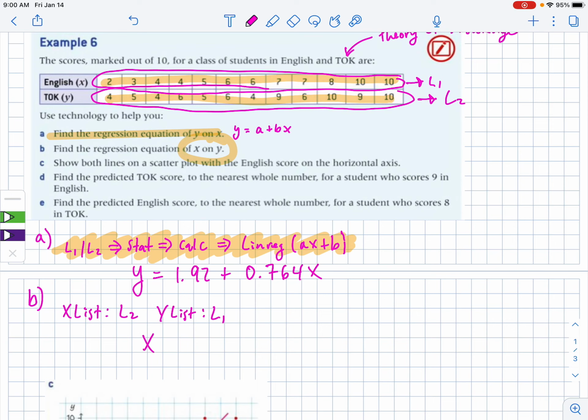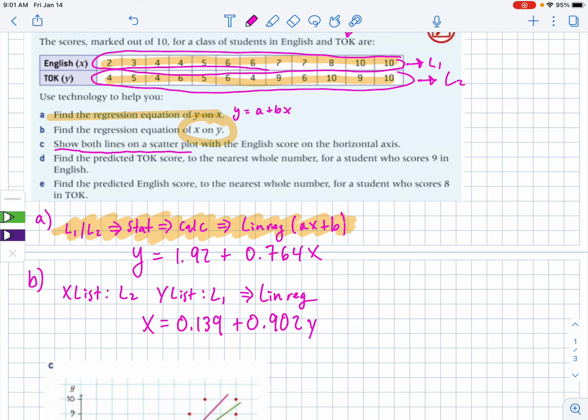So when you do that, you get x is equal to 1.39 plus 0.902y. So you're still using ln-reg, but you just flip the list 1 and list 2 as the inputs and outputs, and then that will give you an x on y equation instead of a y on x equation.